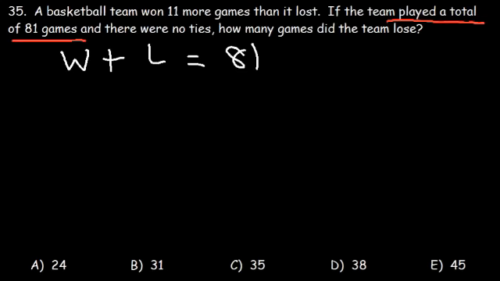Now, let's focus on the first sentence. Let's see if we can turn it into an equation. The team won 11 more games than it lost. So that means that W is equal to L plus 11.